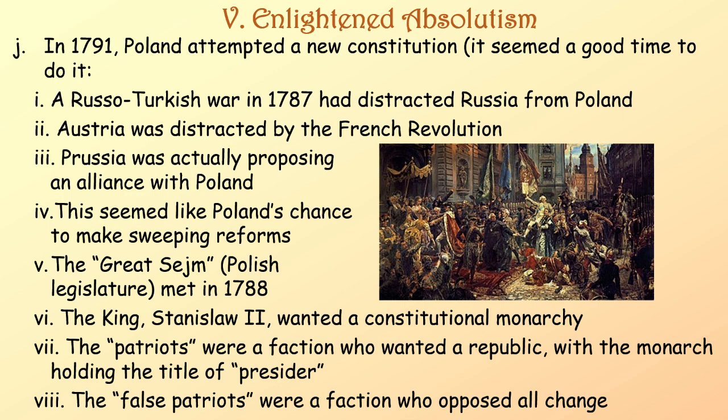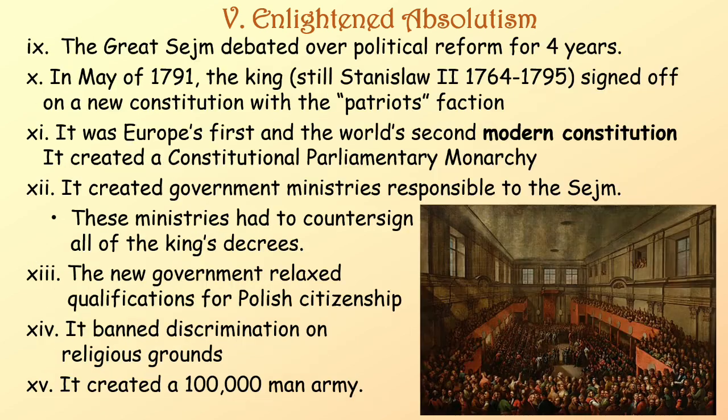And another faction, known as the False Patriots, were a faction who opposed any and all change. The Great Sejm debated over political reform for 4 years, and in May of 1791, the king, still Stanislaus II, who ruled from 1764 to 1795, signed off on a new constitution with the Patriots faction. And it was Europe's first and the world's second modern constitution.